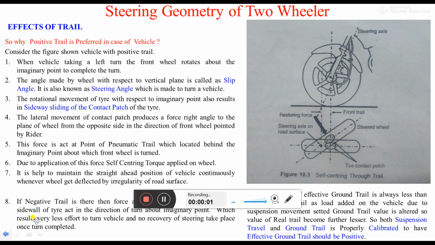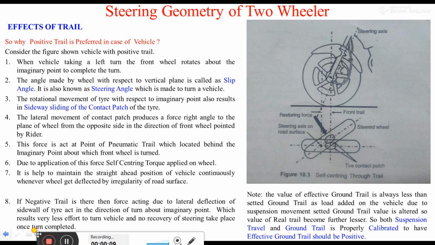Hello class. Now in this lecture we will see one of the effects of the positive ground trail on the vehicle stability. Okay. So in the previous lecture I told you to remember one thing. In case of the two-wheeler, we always prefer a positive ground trail. Okay, positive front ground trail. So that is a question. So why is positive trail preferred in case of the vehicle?